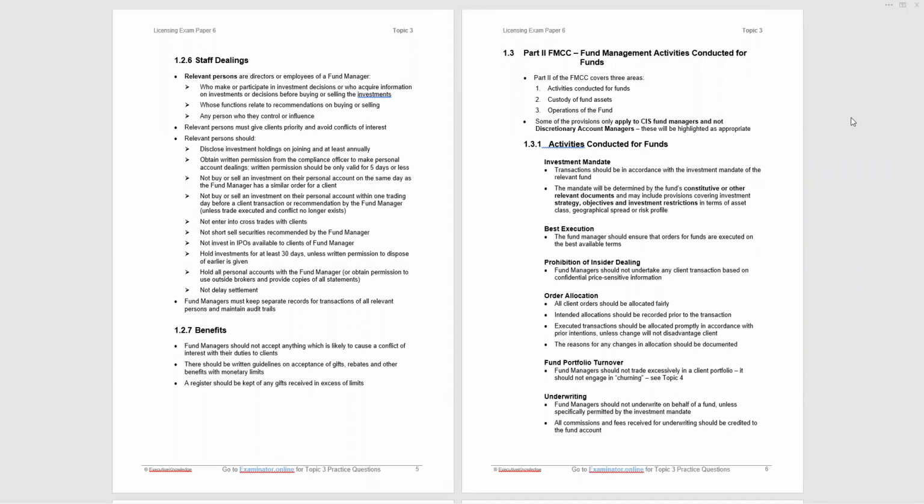1.2.6 staff dealings. So with staff dealings under the Fund Manager Code of Conduct, we have the introduction of the concept of relevant persons. Those are the persons the code is targeted at. Who are relevant persons? Directors or employees of a fund manager who make or participate in investment decisions, or who acquire information on investments or decisions before buying or selling the investments. In other words, they've got the inside information as to who's buying, who's selling, and what the investments are, whose functions relate to recommendations, any person who they control or influence.